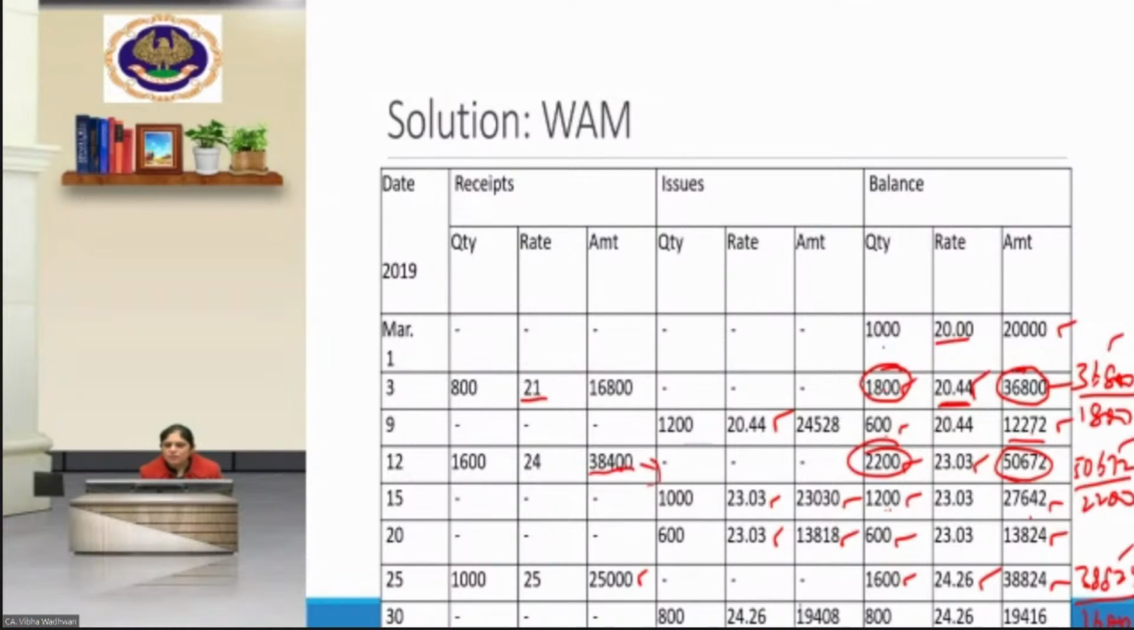Clear? So then 800 will be issued at the new weighted average rate. Reduce the balance from the balance, reduce the amount from the amount. So this is the closing stock as per weighted average. I hope you must have understood. Any queries?